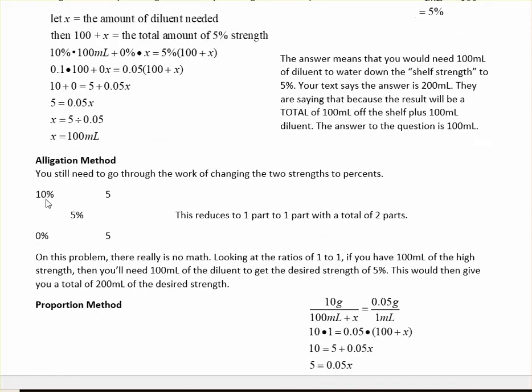So you're starting with something on the shelf that's 10%, you're adding a 0%, you want a 5%. You subtract these two, get 5, you subtract these two, get 5. So it's 5 parts to 5 parts, which reduces to 1 part to 1 part. And then the total is 2 parts. Let's think about it. If it's 1 part of the stuff off the shelf and 1 part diluent, and you've got 100 milliliters off the shelf, then you must be adding 100 milliliters of the diluent. So you can do the answer with no math. And then the total would, of course, be those two added together, 200 milliliters.